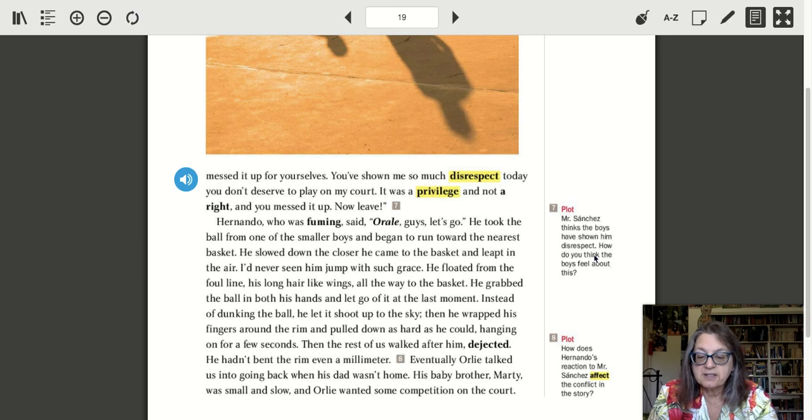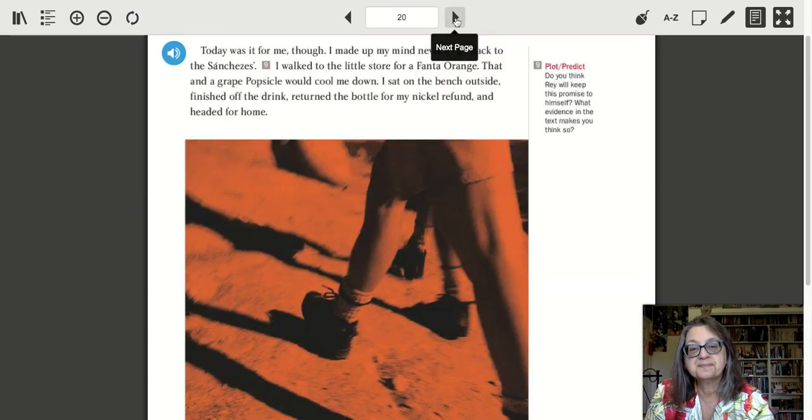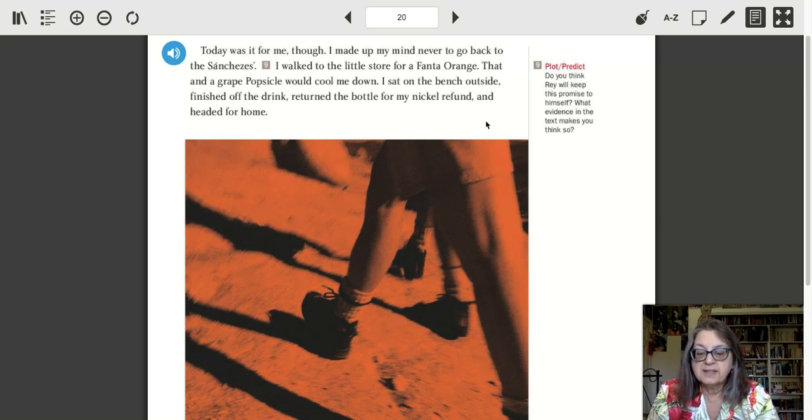Eventually, Orly talked us into going back when his dad wasn't home. His baby brother, Marty, was small and slow, and Orly wanted some competition on the court. Today was it for me, though. I made up my mind never to go back to the Sanchez's.